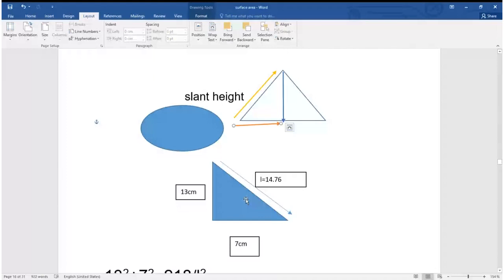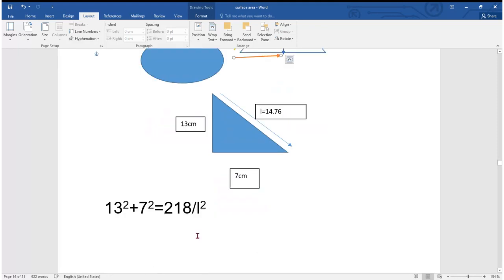So Pythagoras theorem, you know, is 13 squared plus 7 squared. You get the answer, and then you find the square root. So you get 218, okay? And then you find the square root of 218, and get the answer in four significant figures, 14.76. So how do you find the surface area of such a cone?